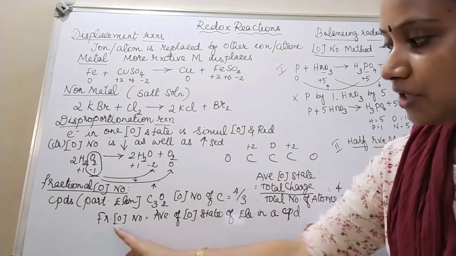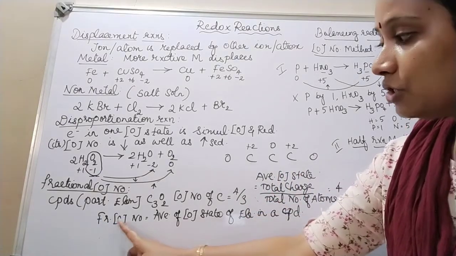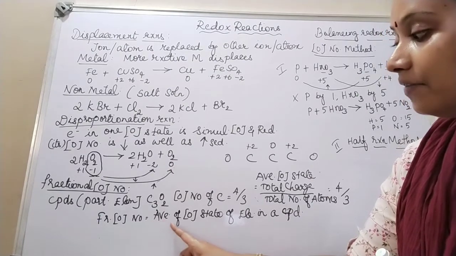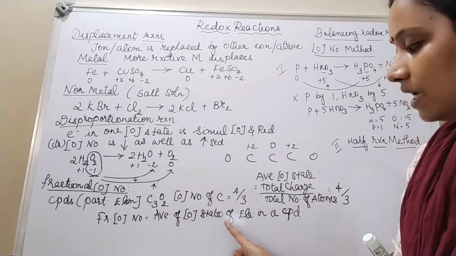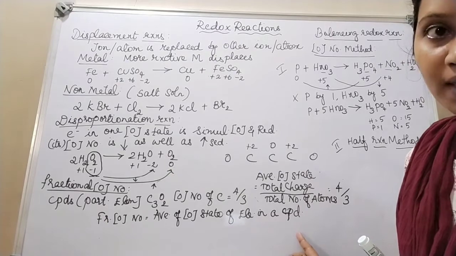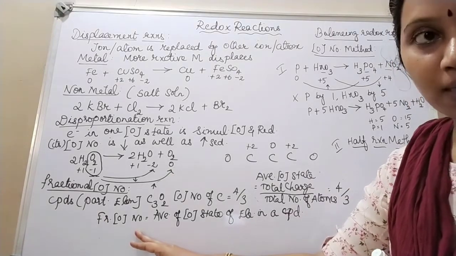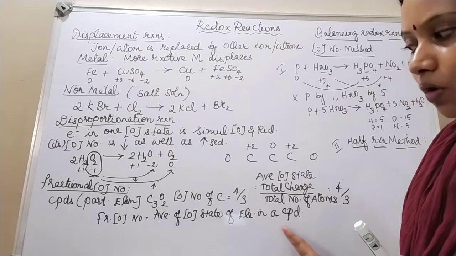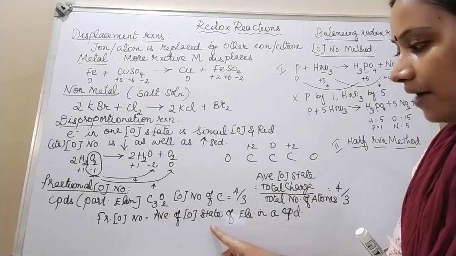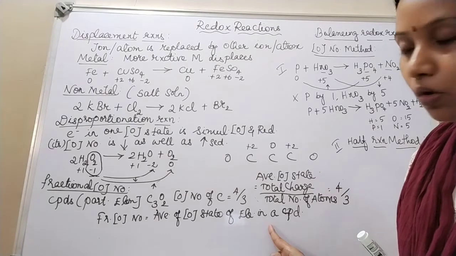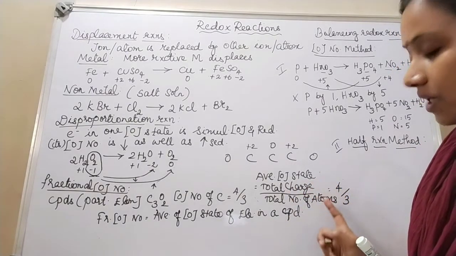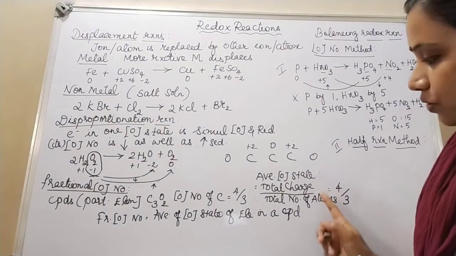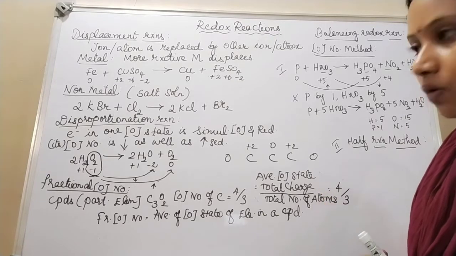See, what is fractional oxidation number? Fractional oxidation number is the average of the oxidation state of an element in a compound. Now how will you calculate the average oxidation state of an element in a compound? It is nothing but total charge divided by total number of atoms.